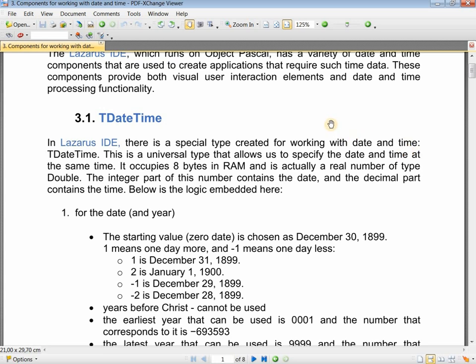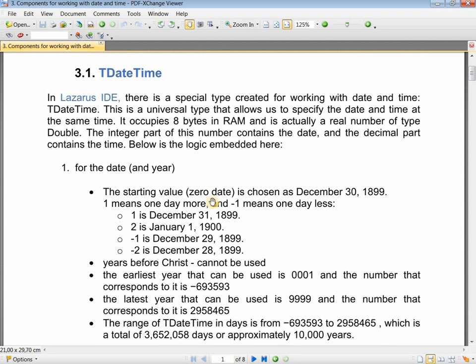It is a universal type that gives us the ability to specify both the date and the time at the same time. It takes up 8 bytes of RAM and is actually a real number of type double. The integer part of this number contains the date, and the decimal part contains the time. Here's the logic involved here.